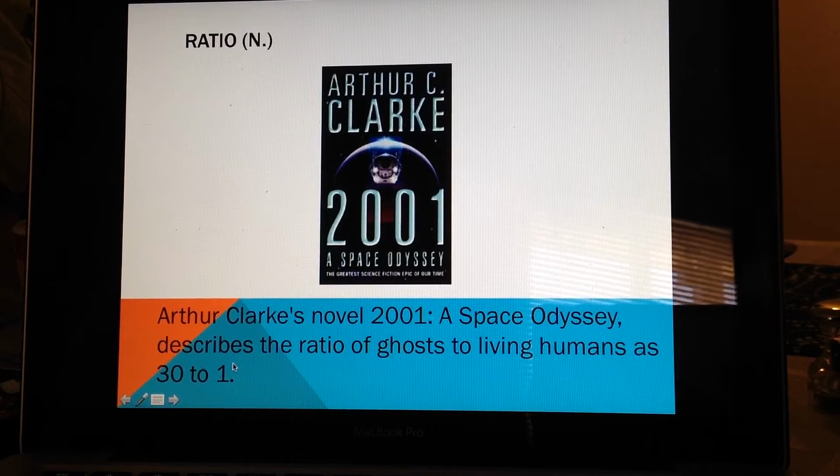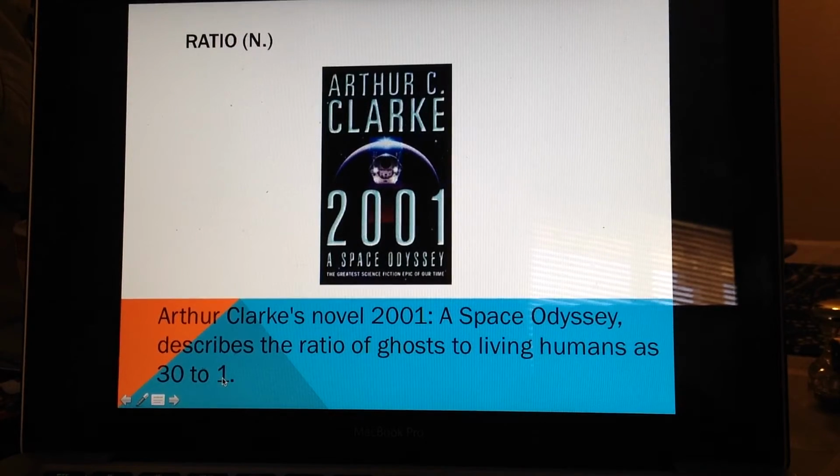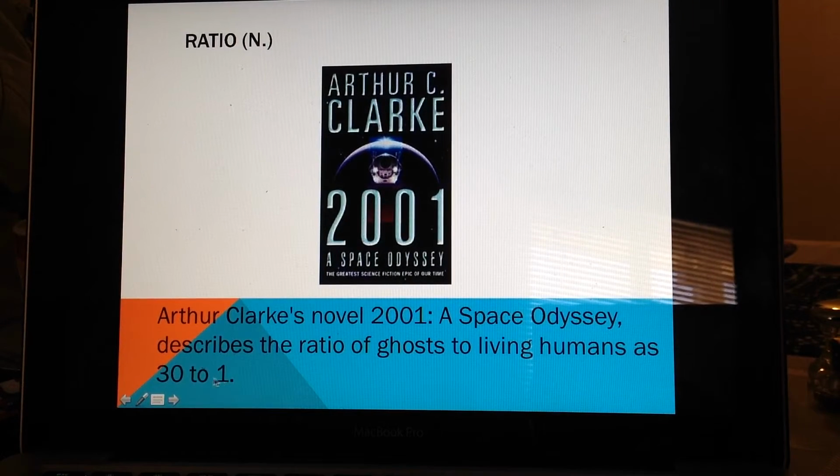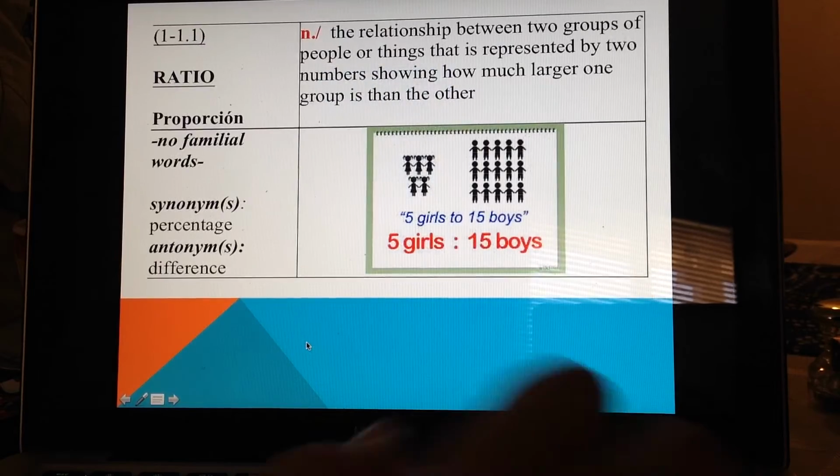Okay, this means that in comparing how many ghosts there are in Clarke's novel in comparison to humans, or in proportion to humans, there's 30 ghosts for every one person. Okay, so the ratio of ghosts is higher than that of persons. So there are 30 ghosts to 1 person. The ratio is higher of ghosts than people.